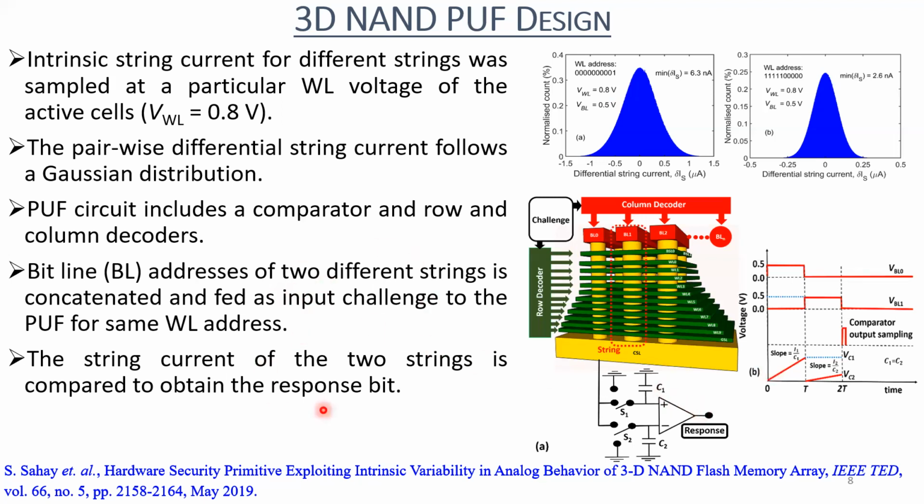So this is how you can generate your challenge response pair using a simple 3D NAND flash array. And yeah, it takes 2 cycles. So that way it's slower. Anyways, flash is slower, so that doesn't matter much.